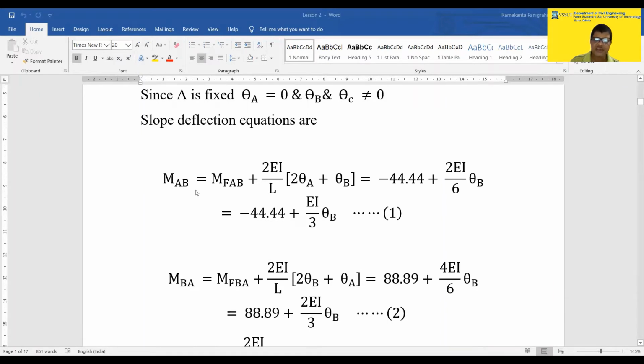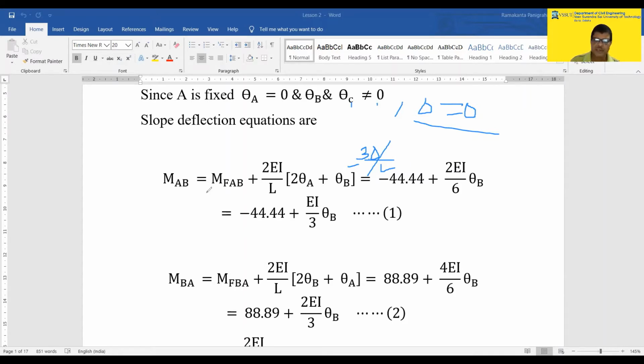We discussed in the last class that the moment at AB is equal to the fixed end moment at AB plus 2EI/L times (2 theta A plus theta B minus 3 delta by L). Here the term minus 3 delta by L is not written, because delta is equal to 0. You write delta is equal to 0, so this term vanishes. That is why it is not written here. Whenever there is yielding of supports, then the delta term comes into the picture.